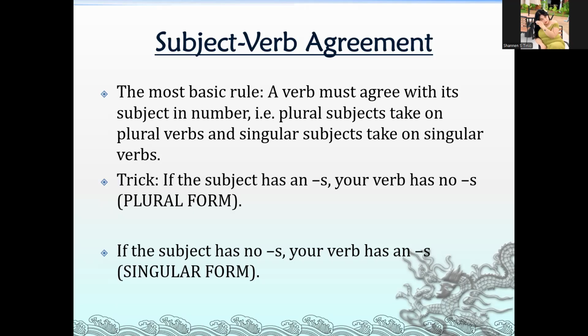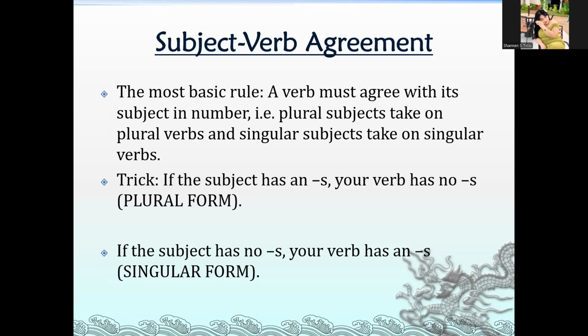Hindi "they is." We only use "is" when we're talking about singular subjects like she is, he is, it is. But in the case of the subject I, hindi pwedeng "is" or "are." I am. Yun yung be verb na gagamitin mo, "am."